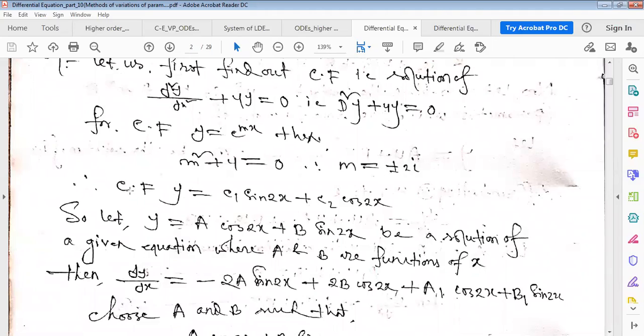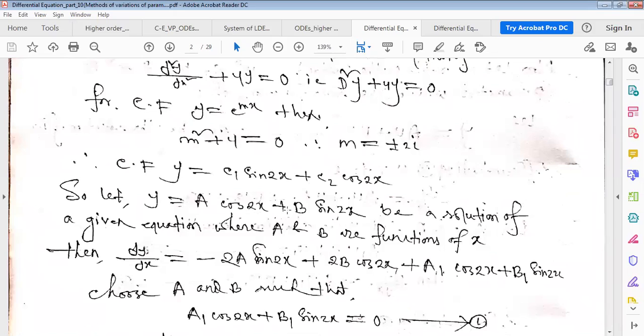So for two complex roots, the complementary function can be written as y equals c1 sin 2x plus c2 cos 2x, right? We have studied more examples of the constant coefficient method for repeated roots, for different roots, for complex roots, and how to write the general solution of the complementary function. So y equals c1 sin 2x plus c2 cos 2x is the complementary function. Now let us consider y equals A cos 2x plus B sin 2x as the solution of the given equation, where A and B are functions of x.